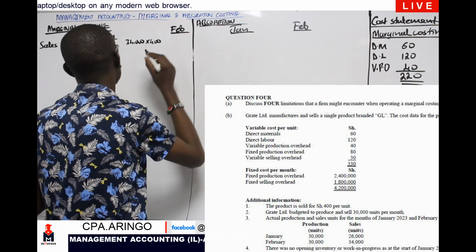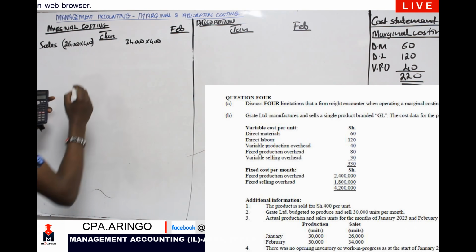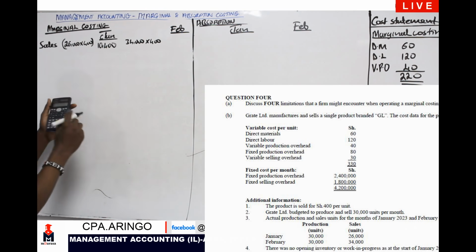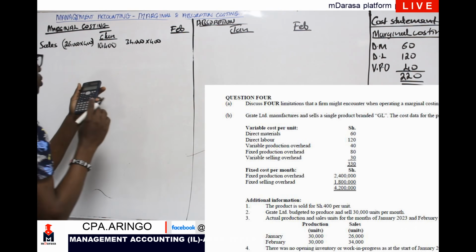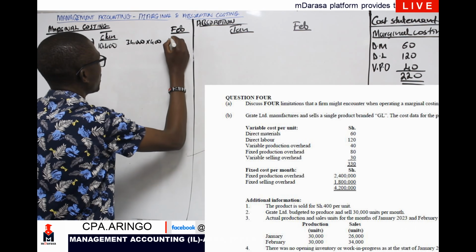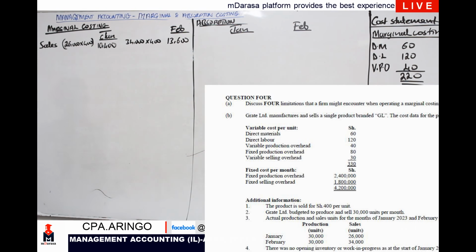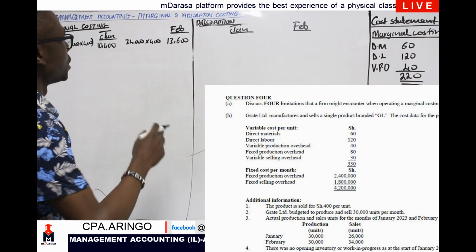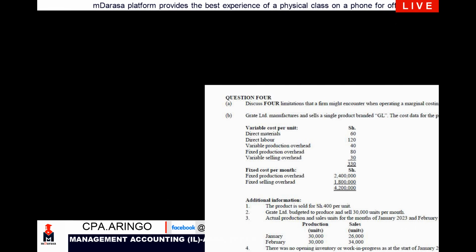Let our figures be in thousands. So the first one I'm having 26,000 by 400, which will literally give us 10,400. This other one will give us 34,000 by 400, which will give us 13,600. Our figures are in thousands, 13.6. In this case, you can do it all across, because cells will not change.